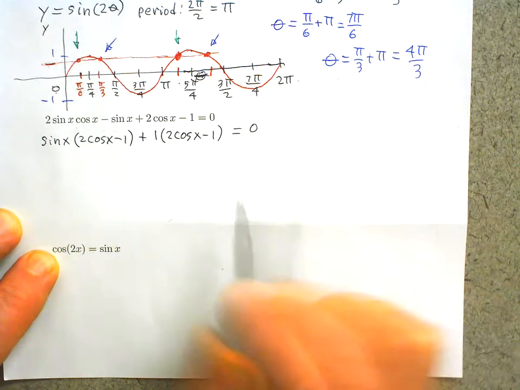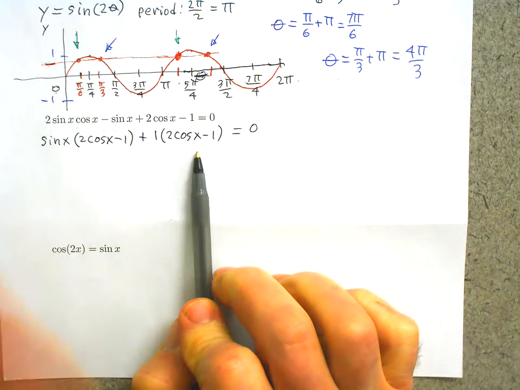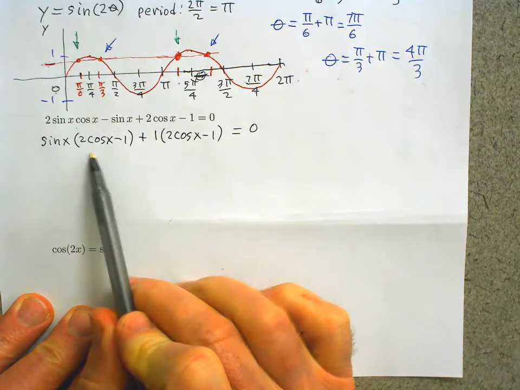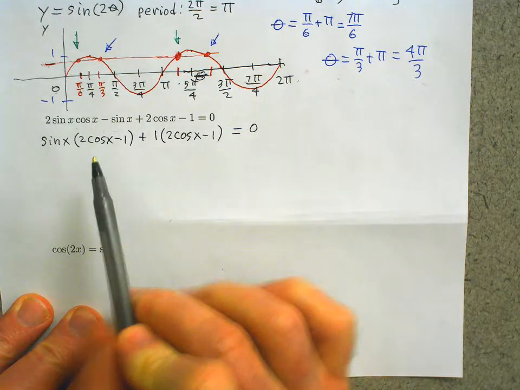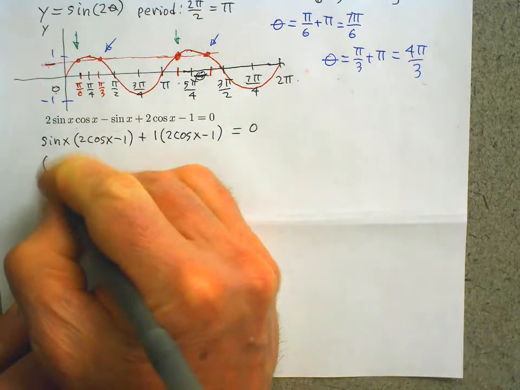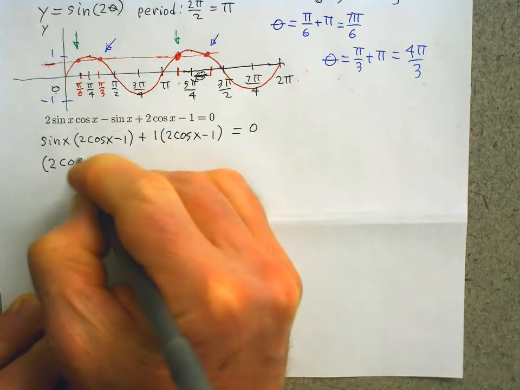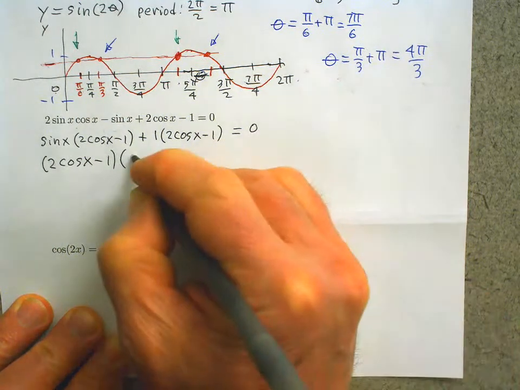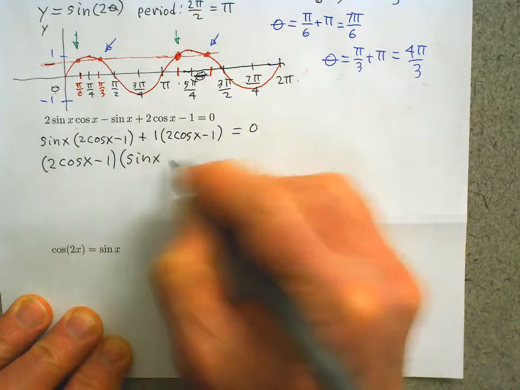It's not required, but if I write it this way, it might help to see that we're going to factor 2 times cosine of x minus 1 out of those terms. So we factor 2 times cosine of x minus 1. The other factor is sine of x plus 1.